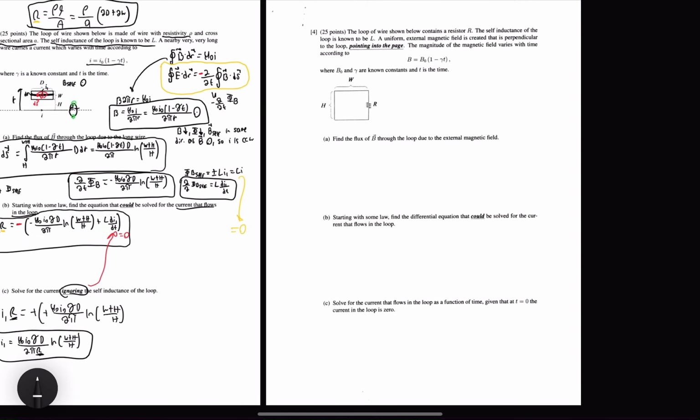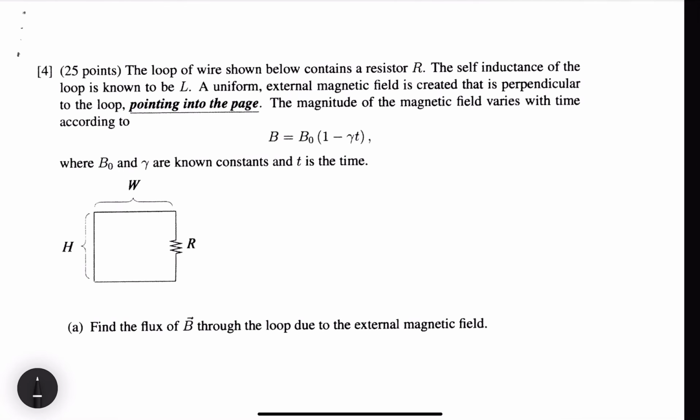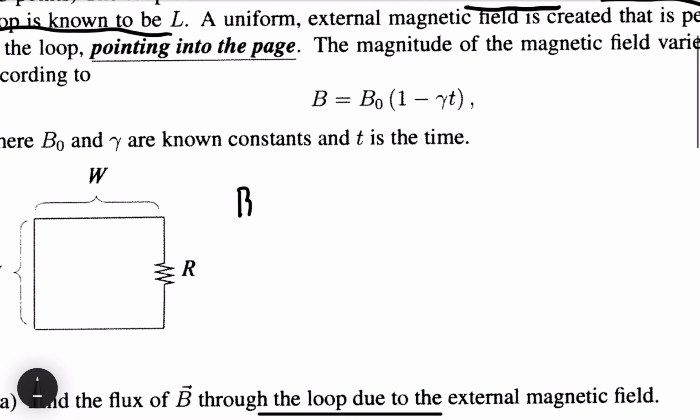Okay. Now, for this last problem, a circuit problem, the loop of wire shown contains a resistor R. So R is known. Self-inductance of the loop is known to be L. So we're probably going to have to solve with and without self-inductance again. Or maybe just with, I don't know. A uniform external magnetic field is created that is perpendicular to the loop pointing into the page. So B is pointing into the page.